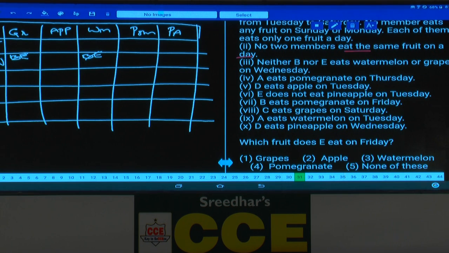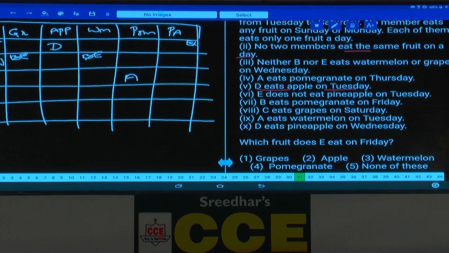Then, A eats pomegranate on Thursday. Next one, D eats apple on Tuesday. Now, it is a fixed arrangement, isn't it? Fixed information, definite information, hence we are fixing that one. D eats apple on Tuesday. E does not eat pineapple on Tuesday. Pineapple, E here, and put a cross. E cannot be on Tuesday.